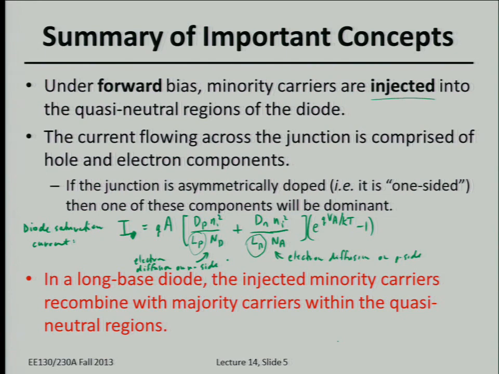Okay, in a long base diode, so this is talking about optoelectronic diodes that we're going to cover today. If you have a long base diode, you're going to have recombination of the minority carriers in the quasi-neutral regions, and light, basically photons, is emitted. That's not grammatically correct, but light is emitted if the semiconductor has a direct band gap.